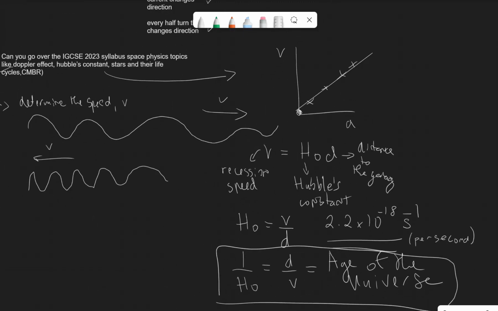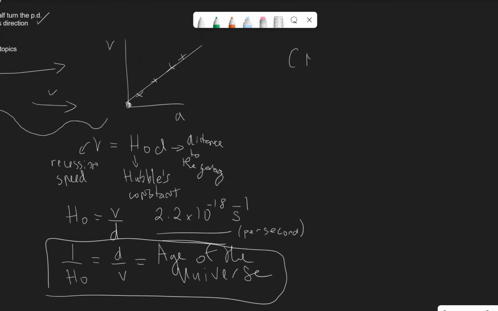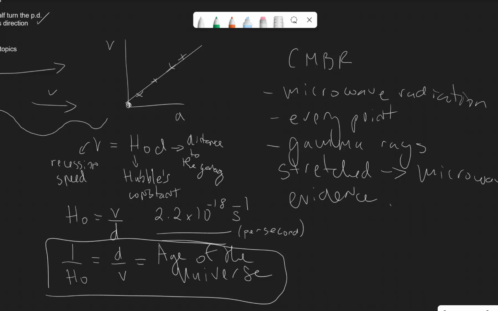Now, you also wanted to know about the CMBR, so I'm going to go for the CMBR before I go through stars. Well, the CMBR is a microwave radiation that is measured at every point in space, and this actually is a remnant of the Big Bang. So it started off as gamma rays that have now been stretched to microwaves, and that is one of the biggest pieces of evidence for the Big Bang.